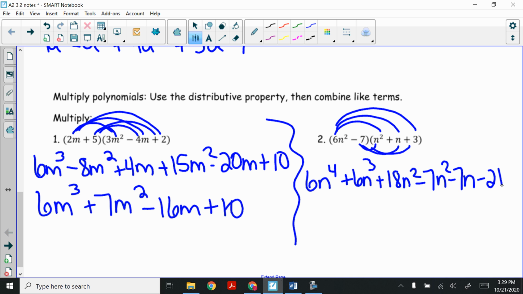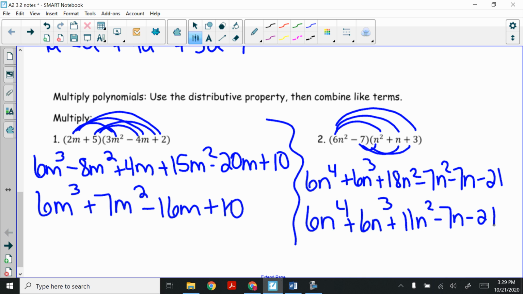Combine like terms and put in standard form. So 6n to the 4th stays out front, plus 6n cubed. 18n squared minus 7n squared becomes plus 11n squared, minus 7n minus 21. Nothing to combine there.